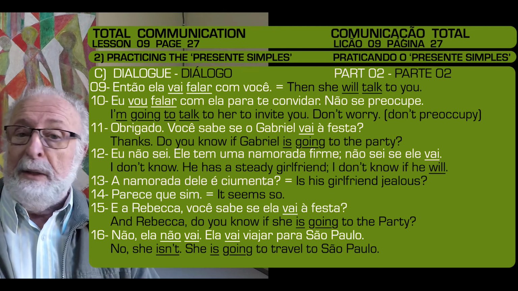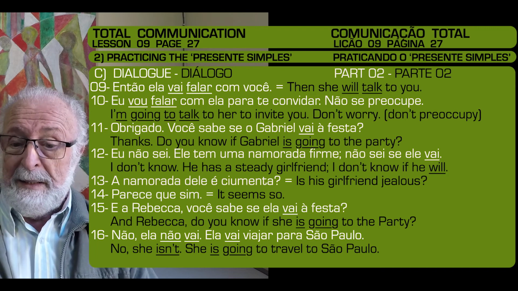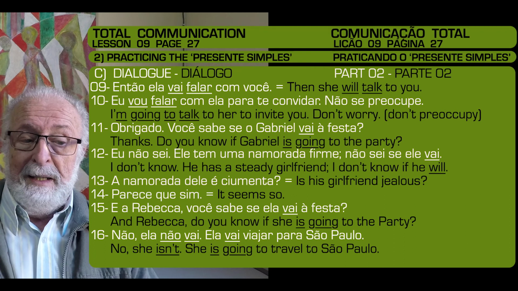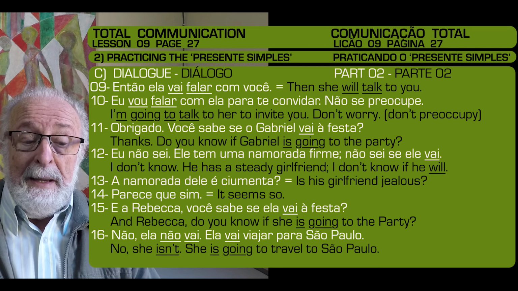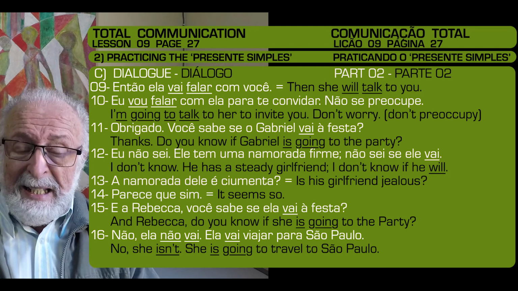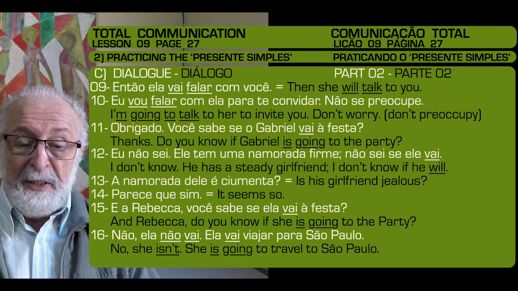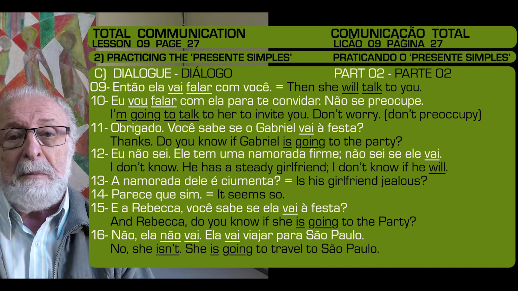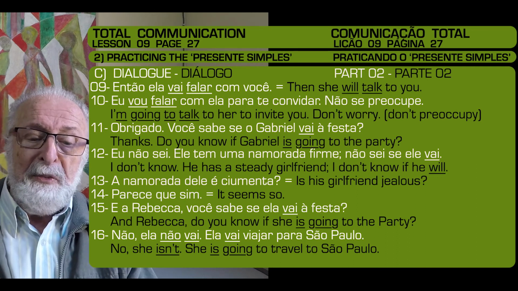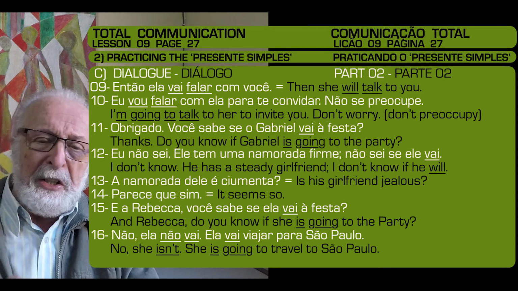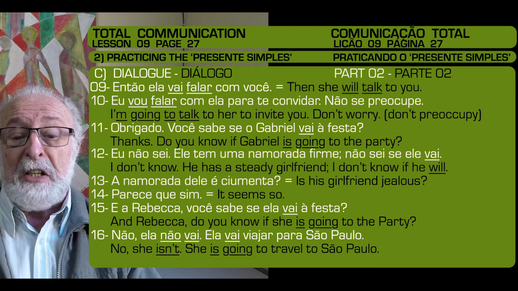In line 12, eu não sei. Eu não sei. Ele tem uma namorada firme. Não sei se ele vai. Eu não sei means I don't know. And he said, he has a steady girlfriend. Steady, firme. We also have firm. Firm is firme, in Latin, firm. But you prefer to say steady. Steady job, steady girlfriend. Okay. Ele tem uma namorada firme. He has a steady girlfriend.